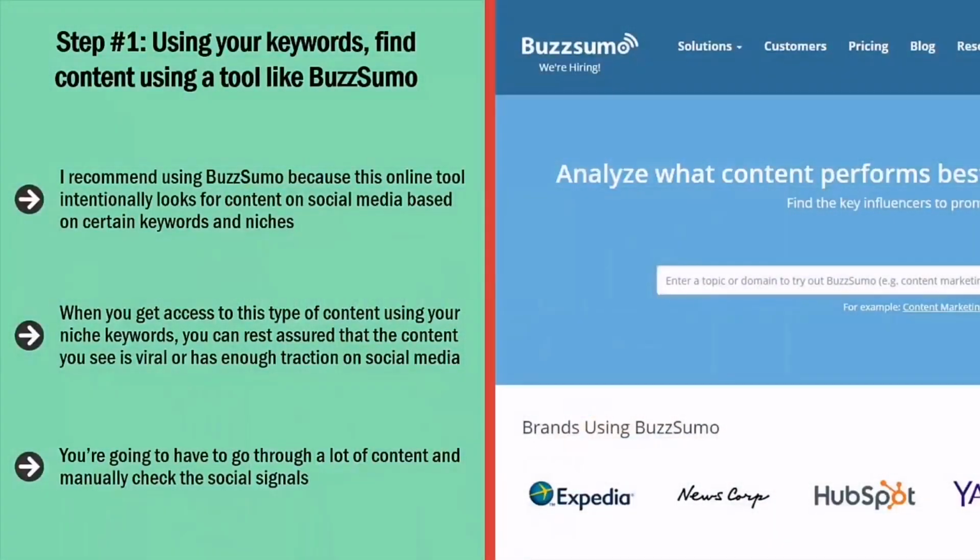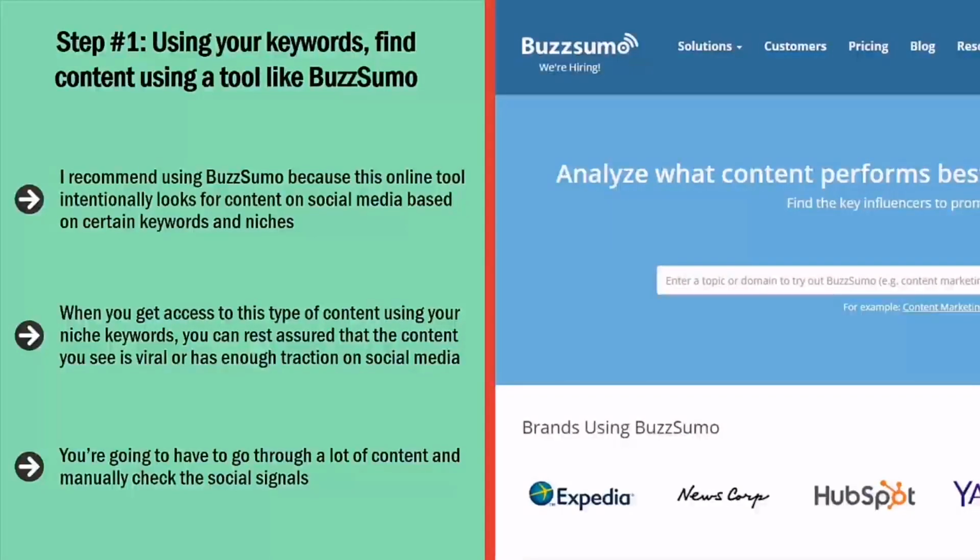Step number 1, using your keywords, find content using a tool like BuzzSumo. I recommend using BuzzSumo because this online tool intentionally looks for content on social media based on certain keywords and niches. It then ranks this material based on their social engagement levels. When you get access to this type of content using your niche keywords, you can rest assured that the content you see is viral or has enough traction on social media.